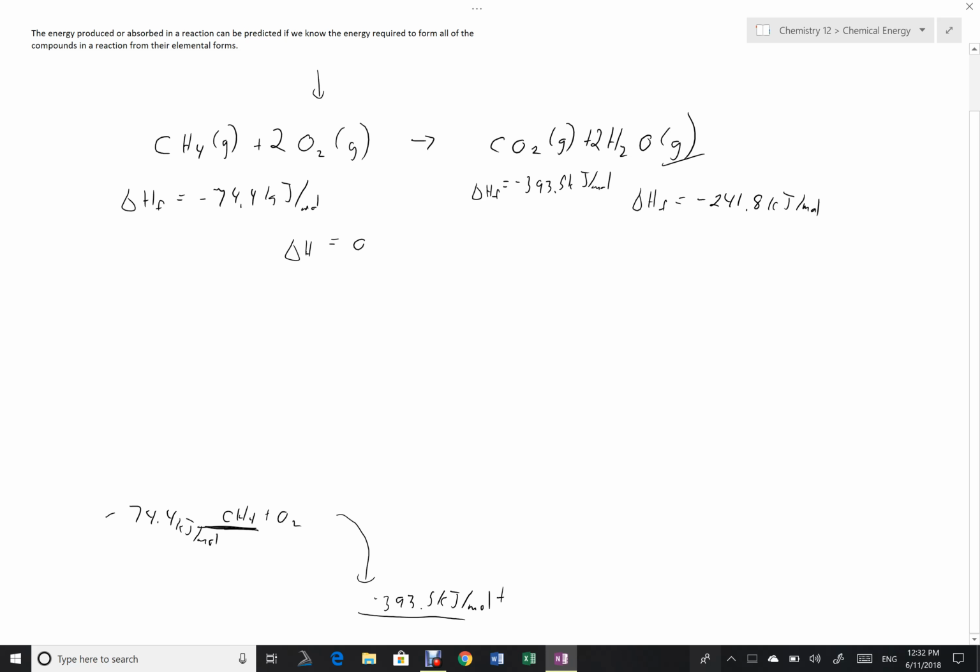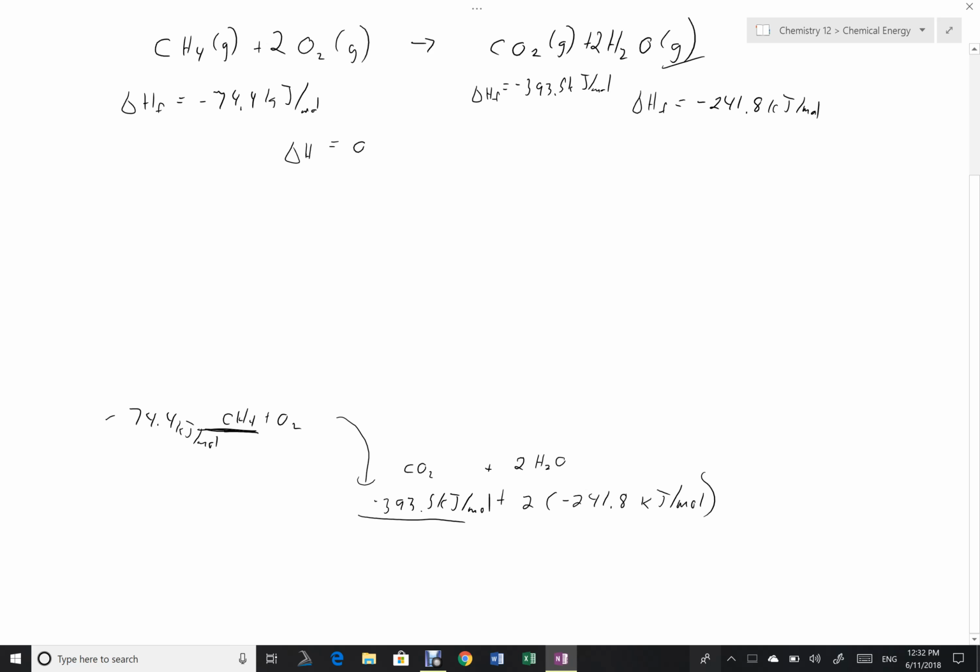That's important because I'm not producing 1 water molecule down here. I'm producing 2 water molecules. So 2 times negative 241.8 kilojoules per mole. So I'm going to go from negative 74.4 all the way down to all of this. So let's figure out what all of this is. 2 times 241.8 plus 393.5. So this level is negative 877.1 kilojoules per mole.